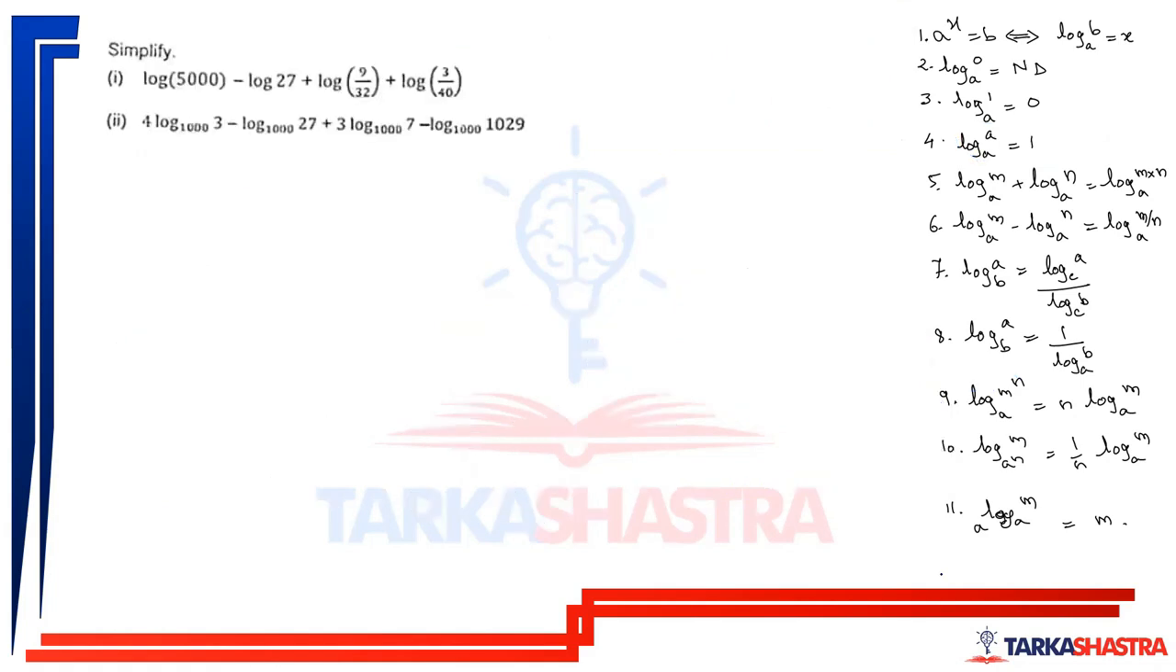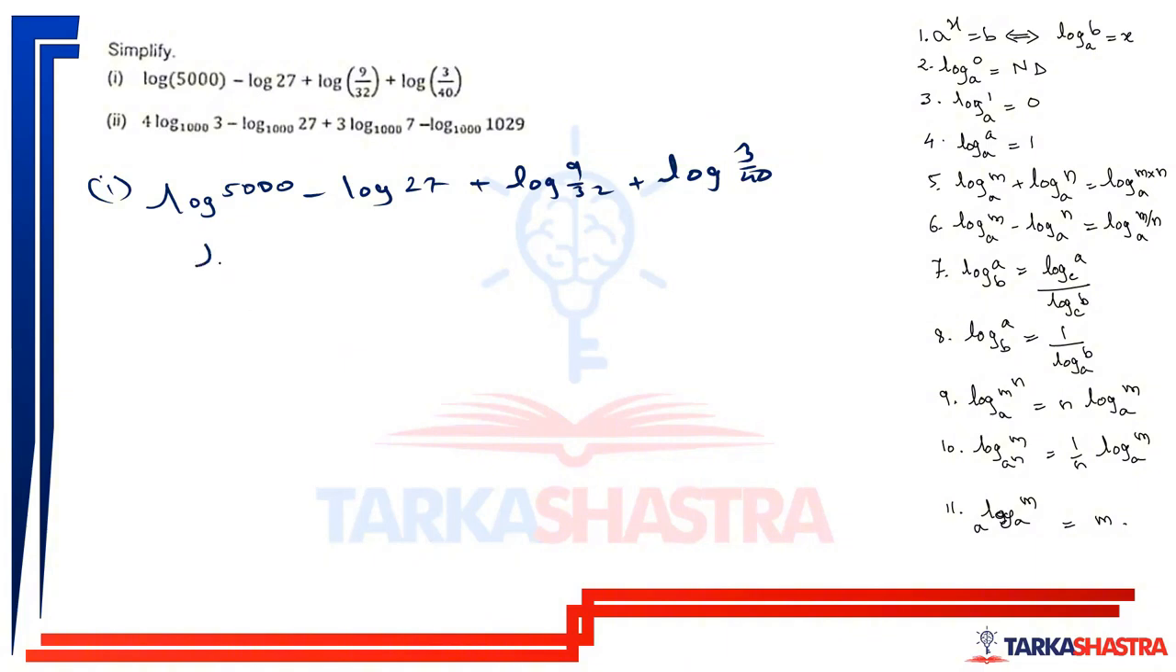So what are they asking us to do? They are asking us to simplify log 5000 minus log 27 plus log 9 by 32 plus log 3 by 40. This is the first question we are doing. Now we have to simplify it. It is nothing but log 5000.